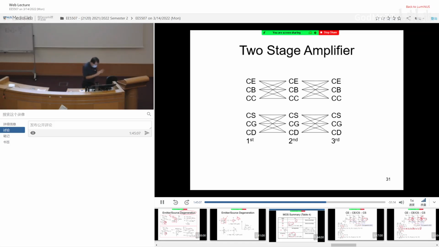So we have done driving point. We have done single stage. Let's look at the interaction a little bit more. Two transistors combined. So what kind of interesting structure can they bring? How can I combine them and what are the advantages, and so on and so forth.